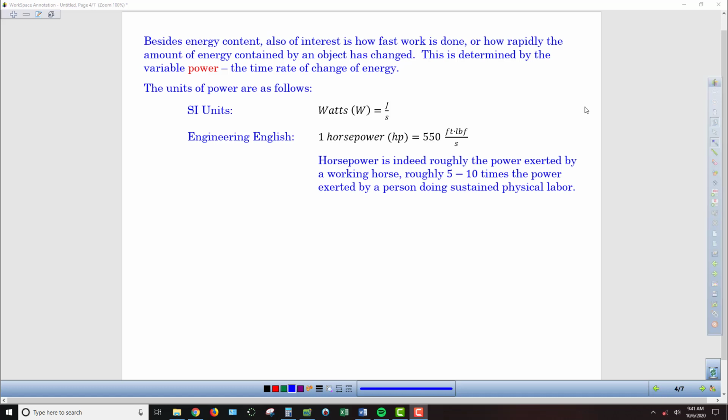So besides work or energy content, we're also interested in how fast that work is done. And so that is a measure called power. That is taking a look at the time rate of the change of energy. So in SI units, we use watts, which is joules, or Newton meters per second. And then in engineering English, we've got a couple different options. We've got horsepower, which is the equivalent of 550 foot-pound force divided by seconds. So in both cases, we can see that it is an energy per unit of time measurement.